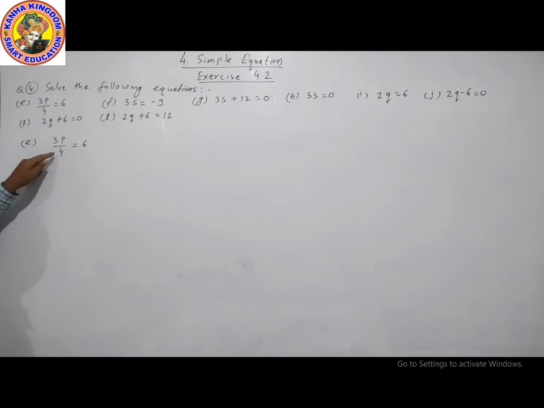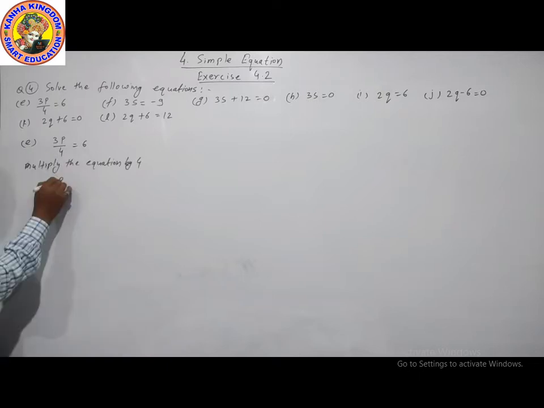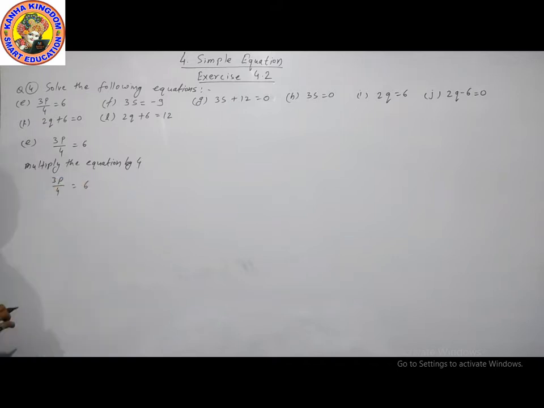Multiply the equation by 4. The equation is 3p upon 4 equal to 6. Now multiply by 4 on both sides. 4 and 4 cancel. 3p is equal to 6 into 4, 24. Now separate the p. Here is multiply by 3. Opposite is divide. So we will divide by 3.